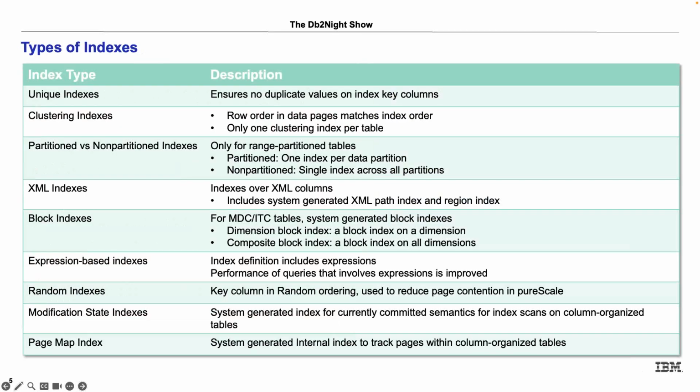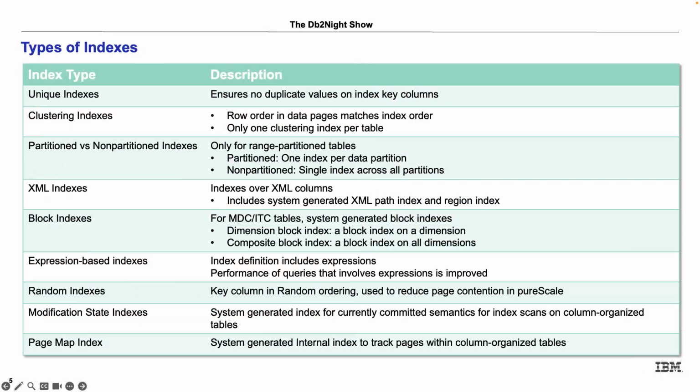Next is a quick review of typical types of indexes. So first, the unique index, of course, enforces uniqueness. And the next is clustering indexes. These align the physical rows with the index order. It's great for performance for range scans and ordered queries. Keep in mind, there's only one clustering index allowed per table.